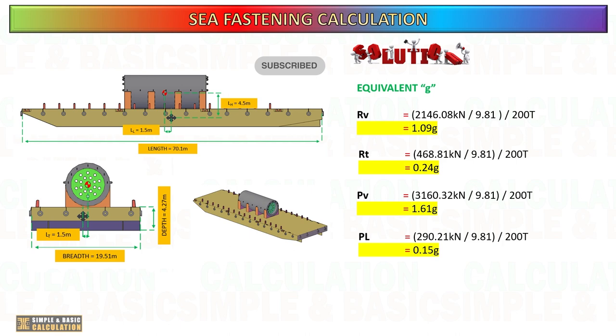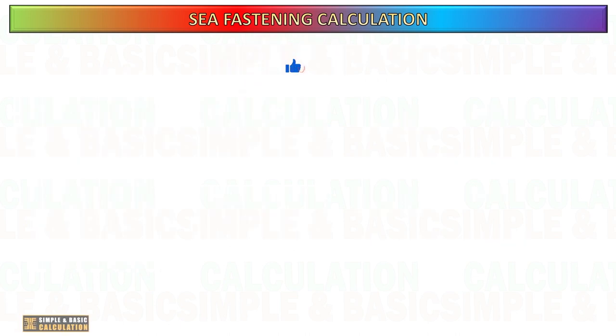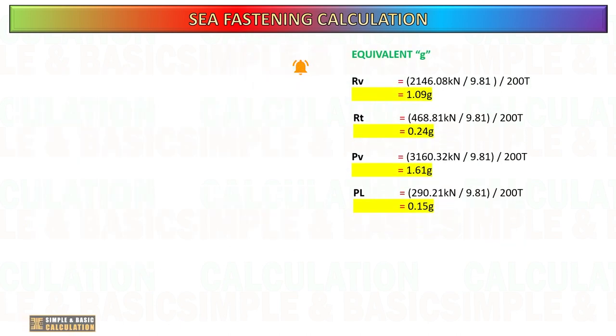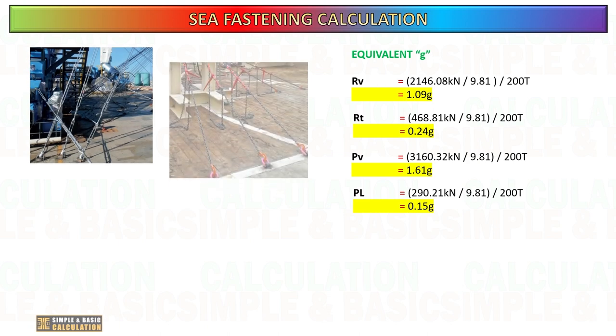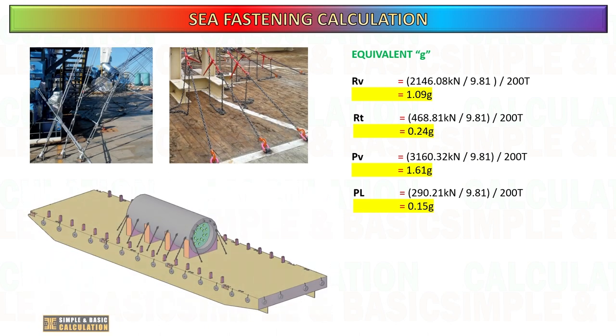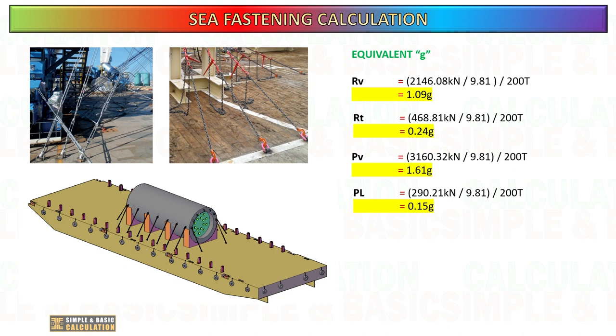After determining the forces acting in each direction, we may proceed to determine the quantity of lashings needed on each side of the load. In part 2 of this video, I will teach the process of calculating the necessary number of lashings and capacity to securely fasten the cargo onto the barge for sea transportation.